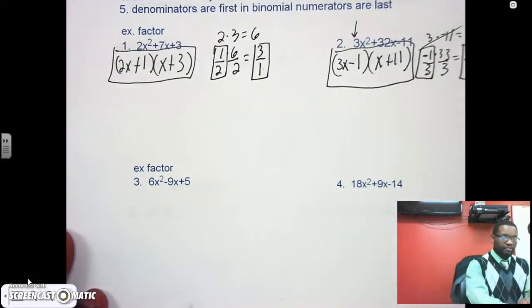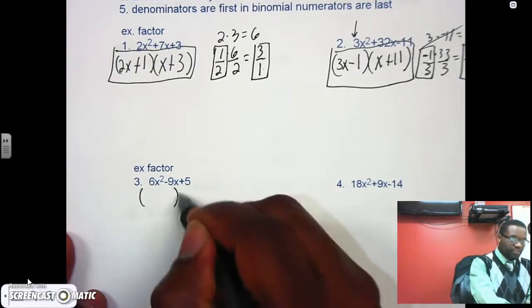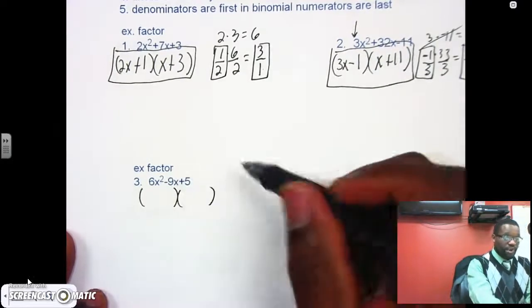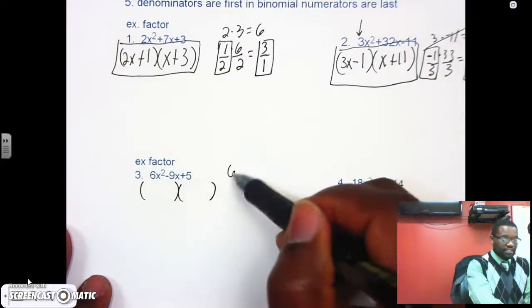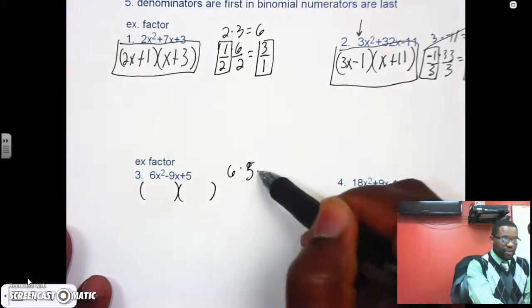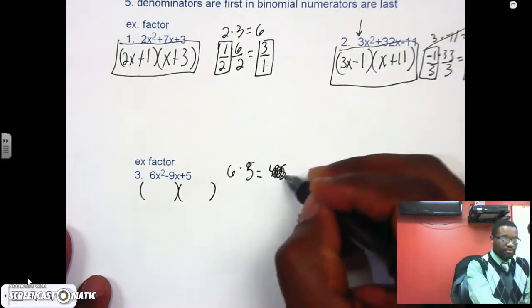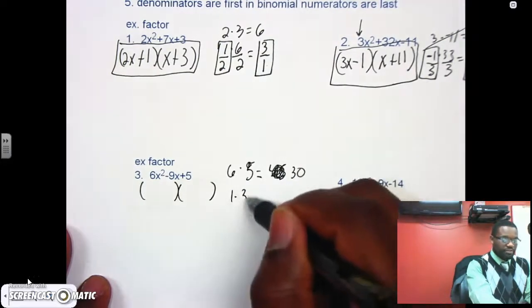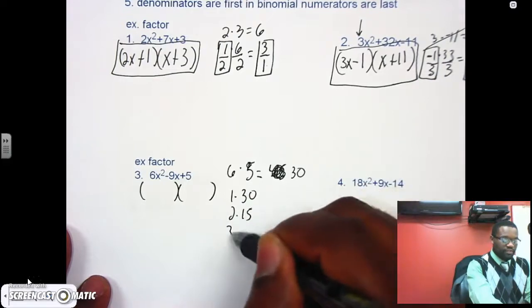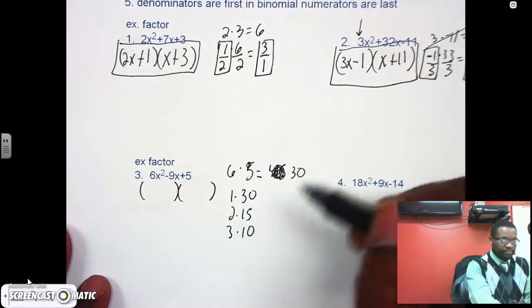Let's look at number 3. Can I factor out a greatest common factor? No. Do I have a number other than 1 as my leading coefficient? Yes. And so if this factors, it factors into two binomials. So I'm going to do the process up there that I just showed you that hopefully you wrote down. It says take 6 times 5. 6 times 5 is 30. What are the number combinations for 30? You have 1 times 30. You have 2 times 15. You have 3 times 10. You have 5 times 6.